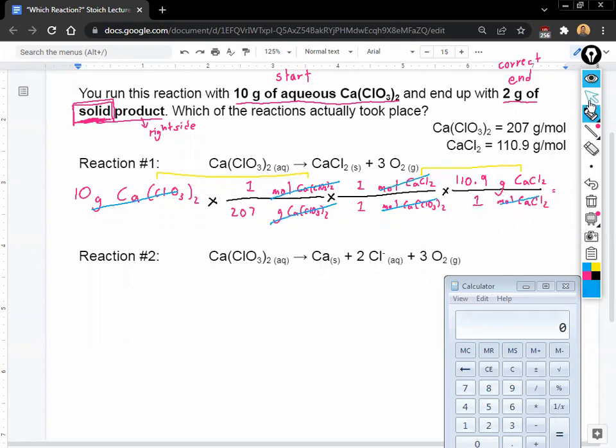So again, nothing new. I even made it easier for you because I balanced and did the molar mass. I don't think I've done both for you ever. So happy birthday. We're going to plug it in now.